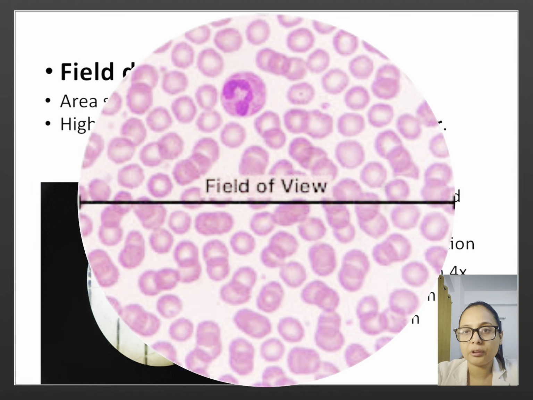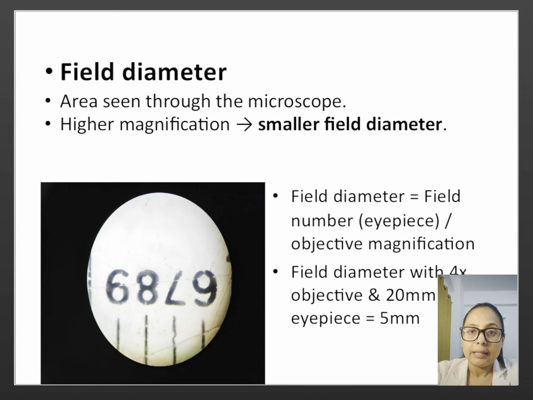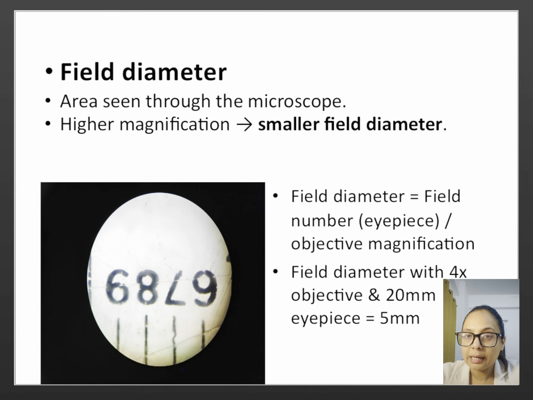A very important concept we need to know here is field of view or the field diameter. Please remember, as magnification increases, the field of view decreases. This means low power shows a larger area and high power shows finer detail. So when you are using the 4x, you will see a larger area of the slide through the lens. But when you are using the 100x objective lens, you will be seeing a smaller area of the slide. But details will be finer in 100x and not in 4x.